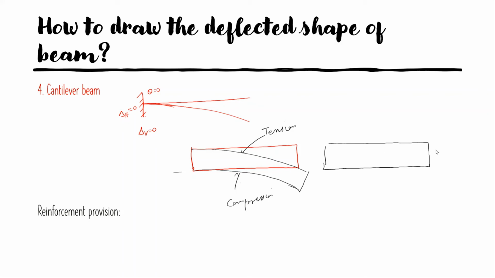So tensile bars must be provided here. So at the tension top part, reinforcement bars, tensile reinforcement bars must be provided. So this would be the condition for a cantilever beam. So thank you for this.